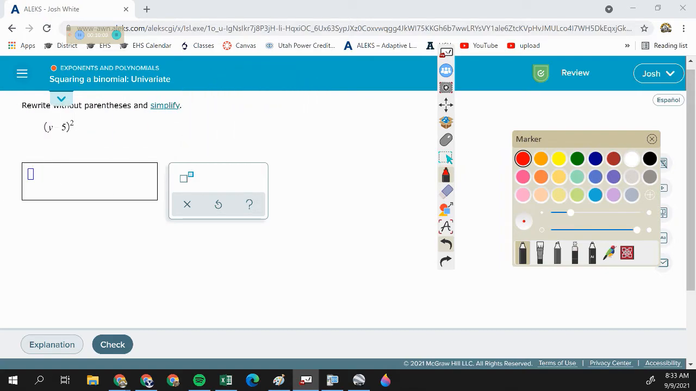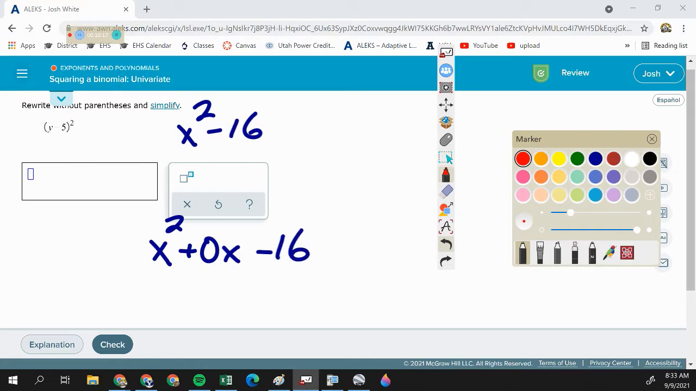So what is the middle term here? So it's really x squared plus 0x minus 16. Can you think of two numbers that multiply to be negative 16 and add to be 0? 4 and negative 4. So x minus 4 and x plus 4. So your roots would be 4 and negative 4.